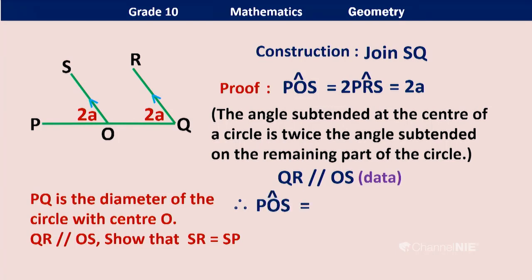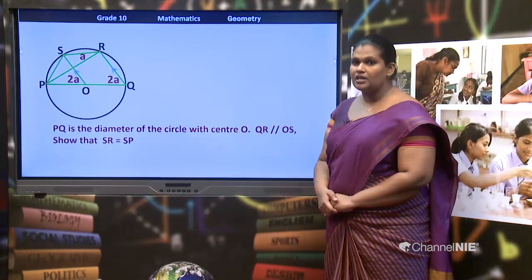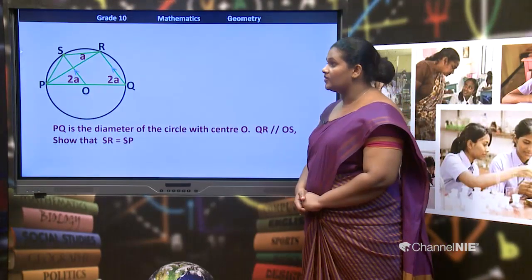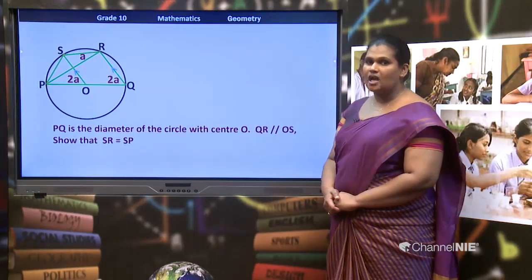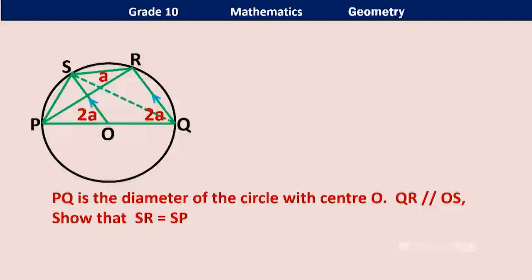Therefore, angle POS is equal to angle OQR. The reason is those are corresponding angles. So, we can write the value of it as 2A. Then we will write the reason. Once again, we will have a look at the figure. Now, I have mentioned the total figure together. So, we have got some relationships up to now. We have to show that SR is equal to SP.